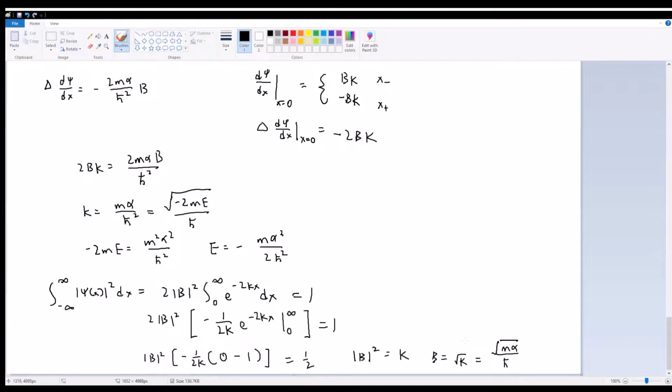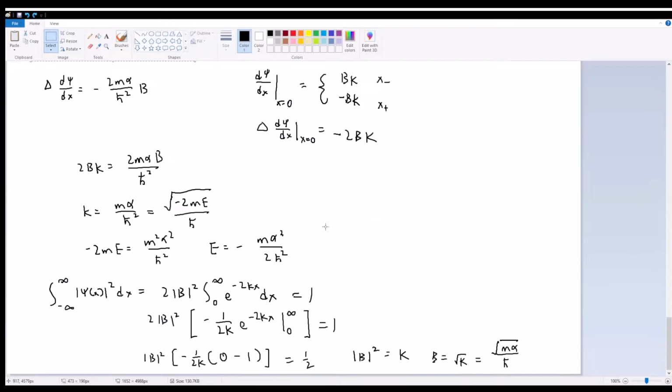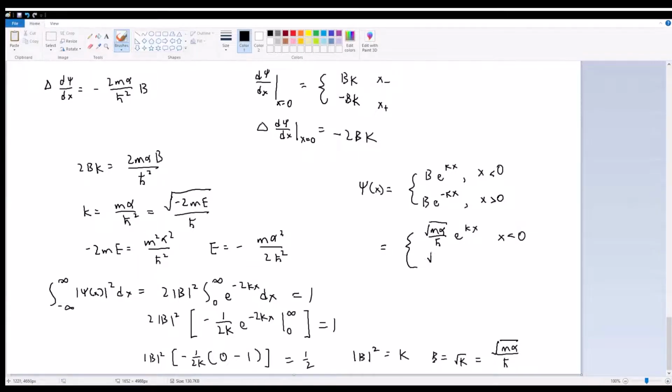Now we can write everything out. Remember psi of x is equal to, well, I don't have to write this out, I can just copy paste it, because we have this behavior for psi of x. So we plug everything in for b, then we're just going to get that this is equal to the square root of m alpha over h bar times e to the kx when x is less than 0, and the square root of m alpha over h bar times e to the negative kx when x is greater than 0.